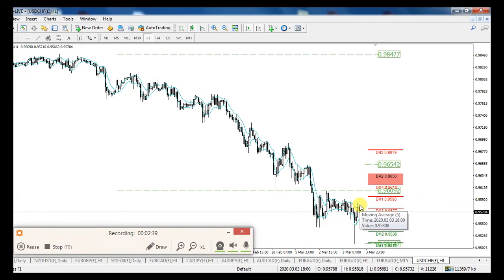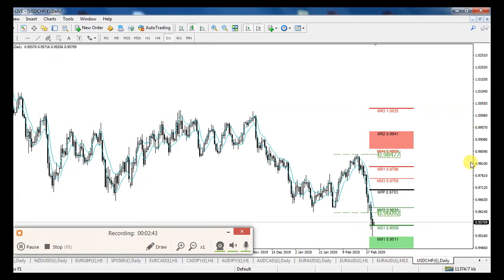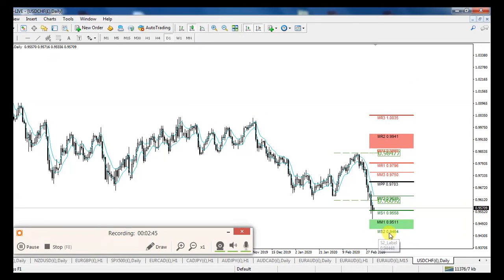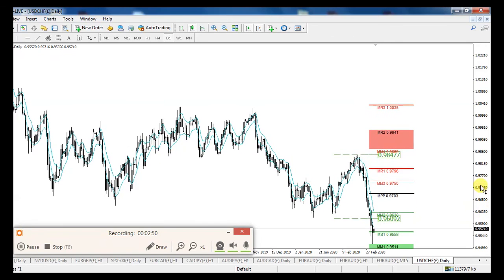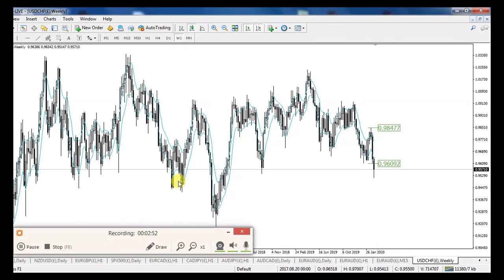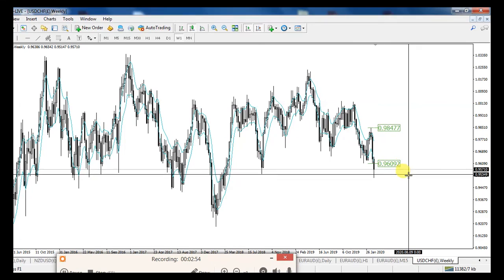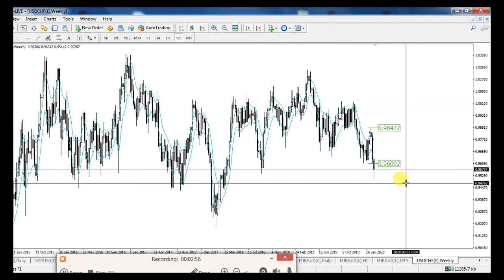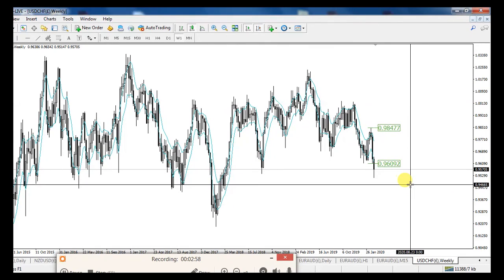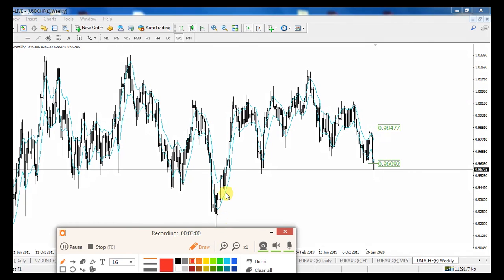So it's only one entry, and the potential target we are looking at is down to where this monthly S2 is, the 94.65 zone. And the reason why is, if we go to the weekly chart, there are also these multiple lows down here. So we got this low, we got this low, and we got these multiple lows, which happen to also be the monthly S2.